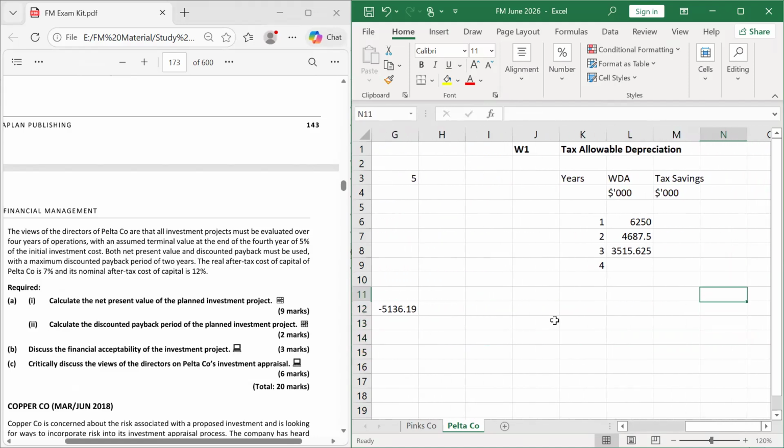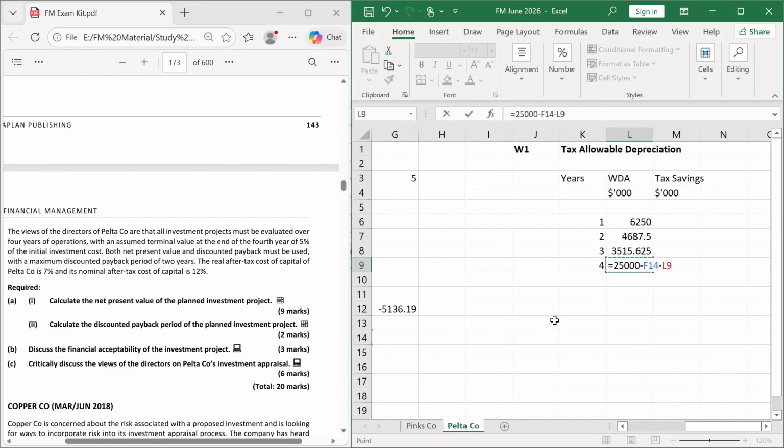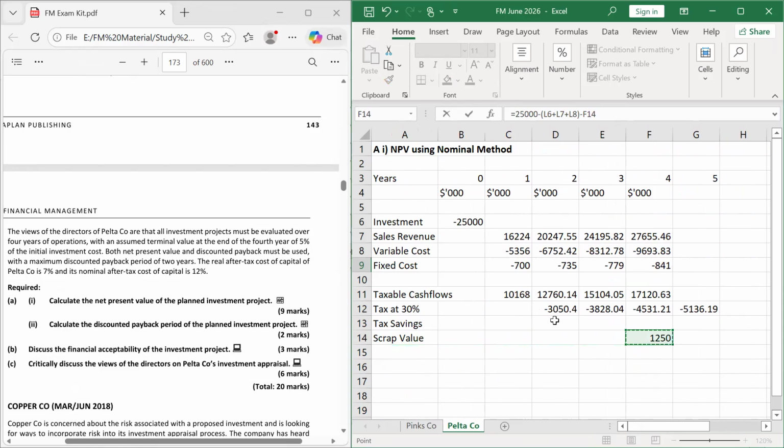Now let's do the working for this last balancing allowance or balancing charge. It is equal to the initial investment, that was 25,000, minus scrap value, minus all of that. Wait a second. The easy way to do it is the investment, that is 25,000, net of all the WDA already claimed. So these are the WDA that are already claimed. This minus scrap value is going to be 1250.